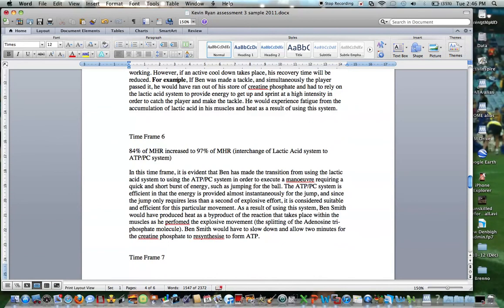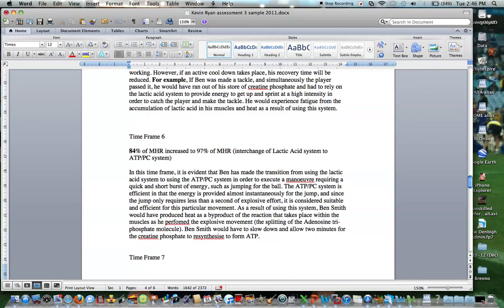Time frame 6, 84% of max heart rate increased to 97% of max heart rate. Interchanges from the lactic acid system to the ATP system. Based off, again, the 84%, boys would have had the aerobic system. That's fine again. And maybe Kevin might want to put a few things on the aerobic system in here, because he just seems to have concentrated on the two of them.